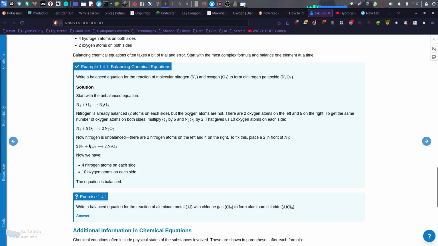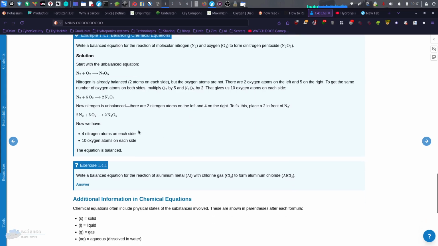On the left side we have 10 oxygens, and on the right side we have 2 by 5, 10 oxygens. 5 multiplied by 2 equals 10. Now we have 4 nitrogen atoms on each side and 10 oxygen atoms on each side. The equation is balanced.